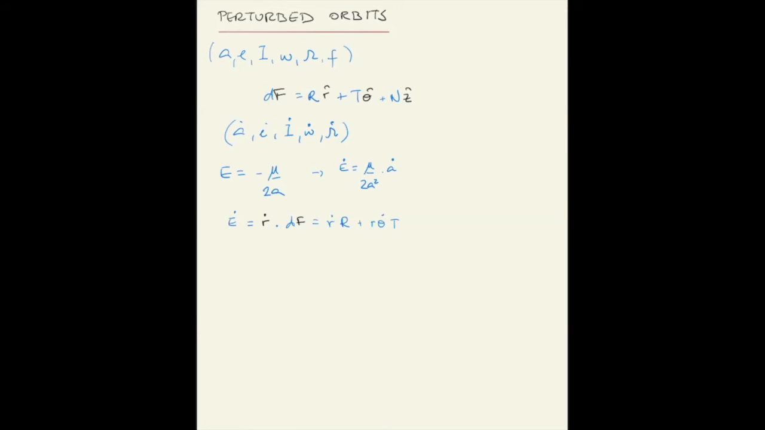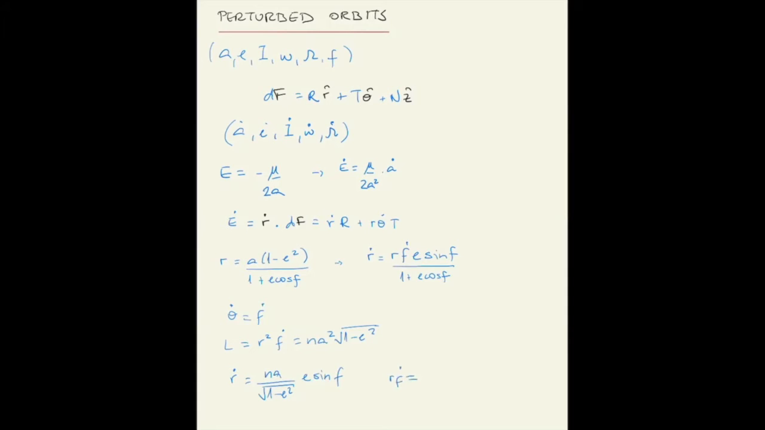Now to write the velocity in useful terms, we need to go back to the equation of the orbit. If we take the derivative of this, we find that f is the only quantity that is changing, and we equate theta dot with f dot, since theta is equal to f. Using the definition of the angular momentum, we can substitute r f dot in the equation for r dot. So r dot is equal to na over the square root of 1 minus e squared times e sine f. And similarly, r f dot is equal to na over the square root of 1 minus e squared, times 1 plus e cosine f.